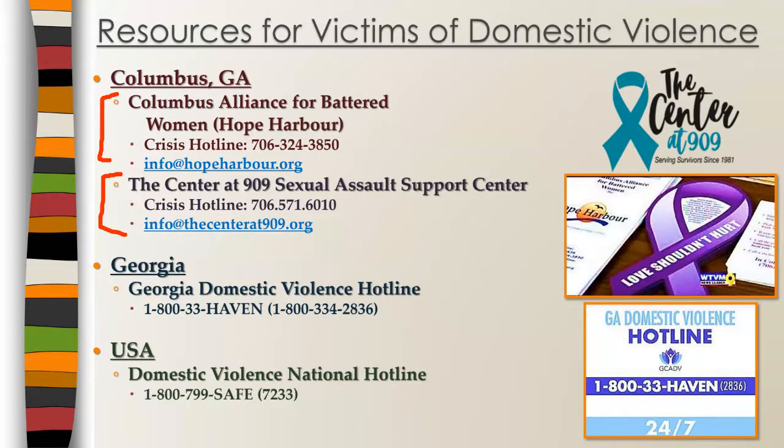If you're elsewhere in Georgia, you can call the Georgia Domestic Violence Hotline, 1-800-33-HAVEN. Or if you're in another state in the country, you can always call the National Domestic Violence Hotline, 1-800-799-SAFE, and they can get you in touch with whatever local resources are available. Again, I hope none of you ever have to use that, but it's important to know that there are these resources available.